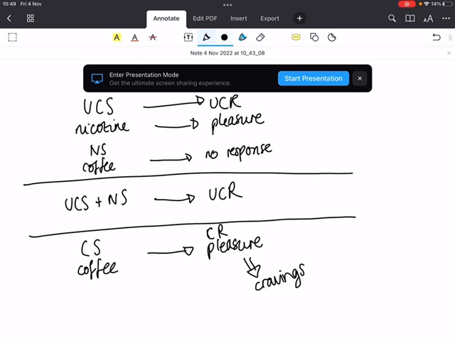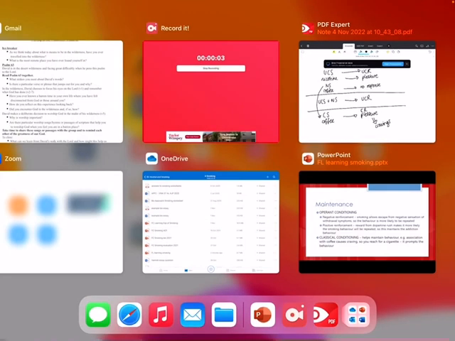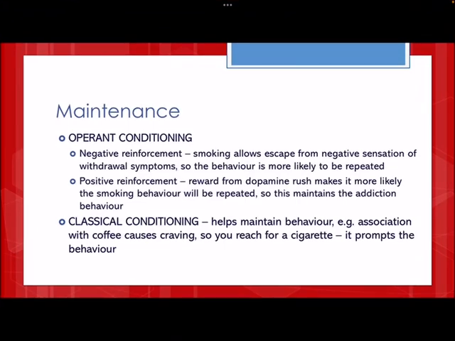So that's how something that's initially a neutral stimulus, and that could be anything, a smoking buddy, a time of day, it could be a place, but when you encounter that thing, it's become what's known as a conditioned cue, and therefore it causes cravings. So in terms of maintenance, we would talk about that in terms of it prompts the behaviour. So therefore the behaviour of smoking continues. You encounter your cue and it prompts the behaviour, and so you reach for a cigarette.